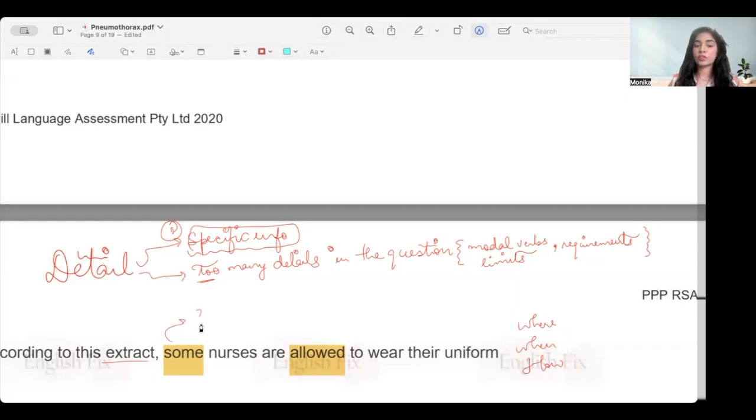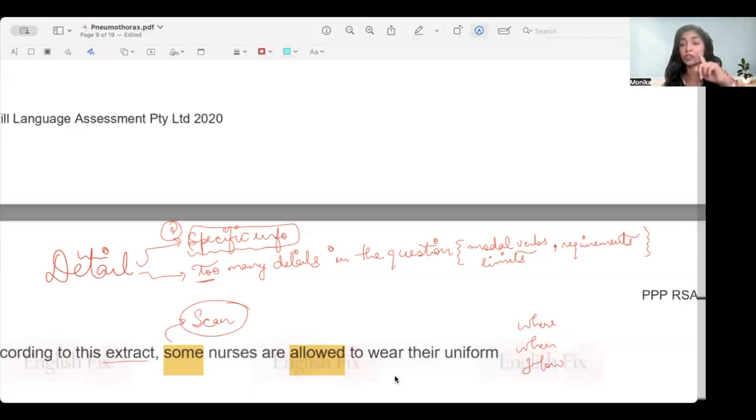We scan for this piece of information. And what is this piece of information that I'm going to scan for? Where are they saying that nurses are allowed to wear their uniform? Apart from this, if they talk about literally anything else, if they talk about, oh, you should do this with your uniform, you should wash your uniform like this, you should have your uniform tailor-made or something like that. Any other details about the uniform are not going to be exciting for me.